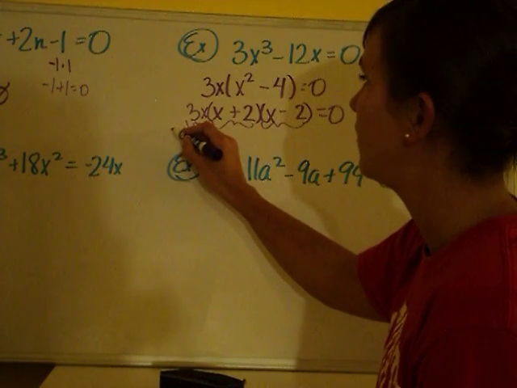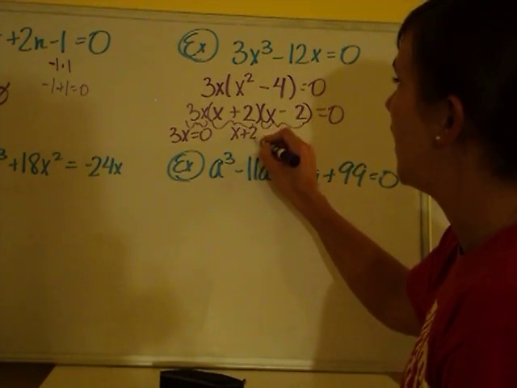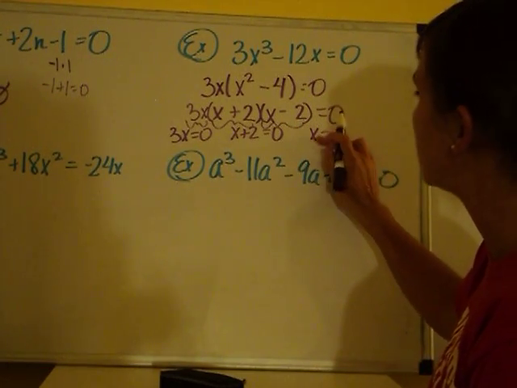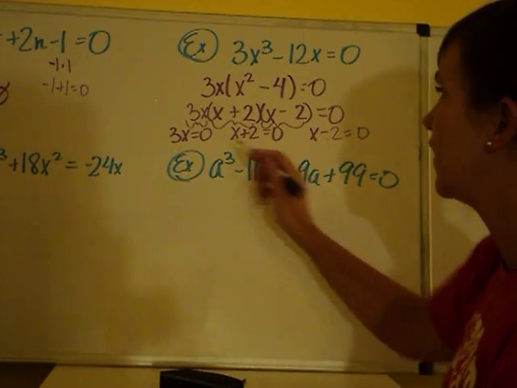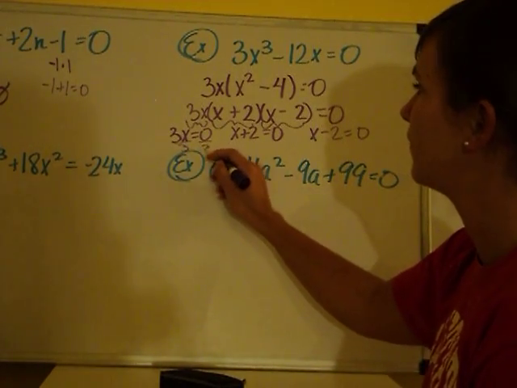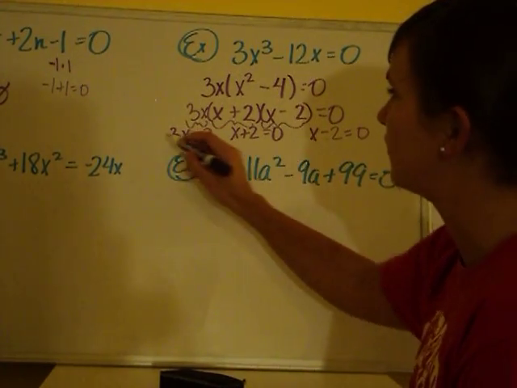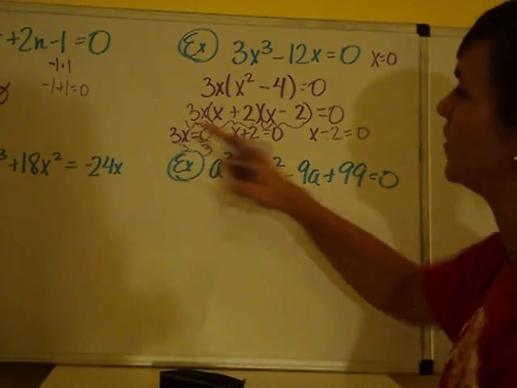So I'm going to have 3x equals 0, x plus 2 equals 0, and x minus 2 equals 0. Here, if I divide by 3, I get what? x equals 0. I'm going to put my answers right here. x equals 0 from there.